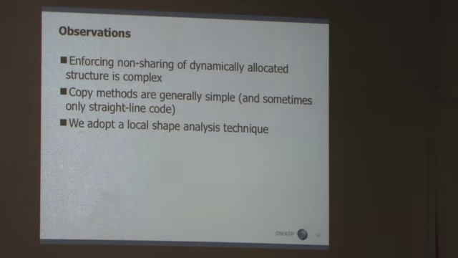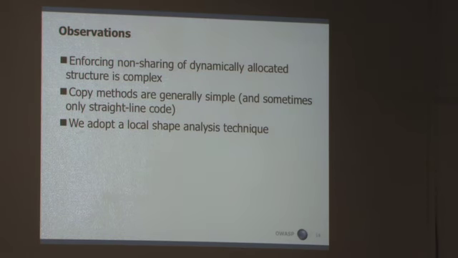Now, if we want to move to the enforcement part, enforcing non-sharing of dynamically allocated structures is not that straightforward, because you have to keep track of these rather involved structures. What comes to the rescue here is that copy methods are generally simple, and we limit ourselves to verifying what we call, in quotes, reasonable copy methods. In certain cases, they're just straight line code.